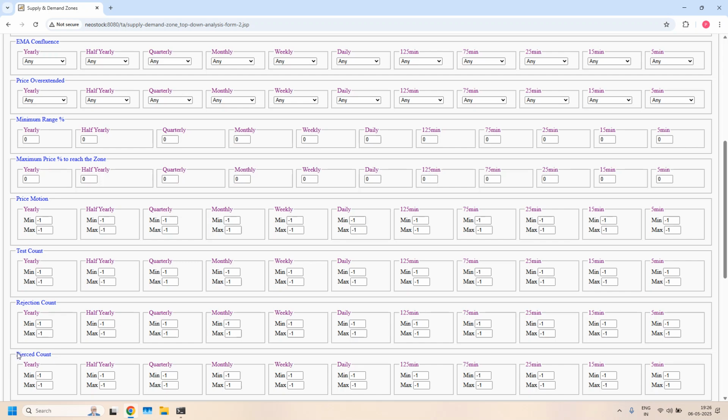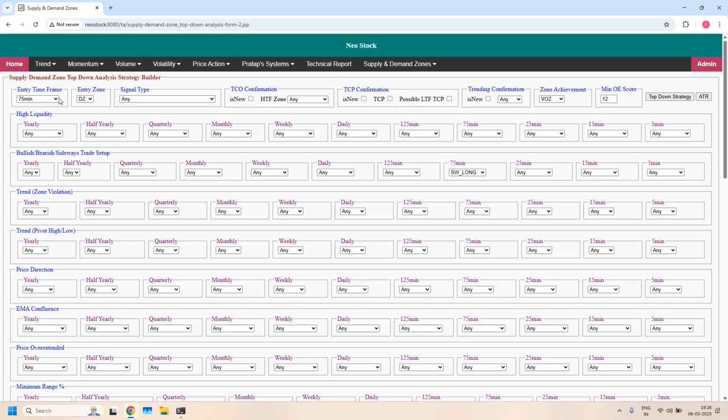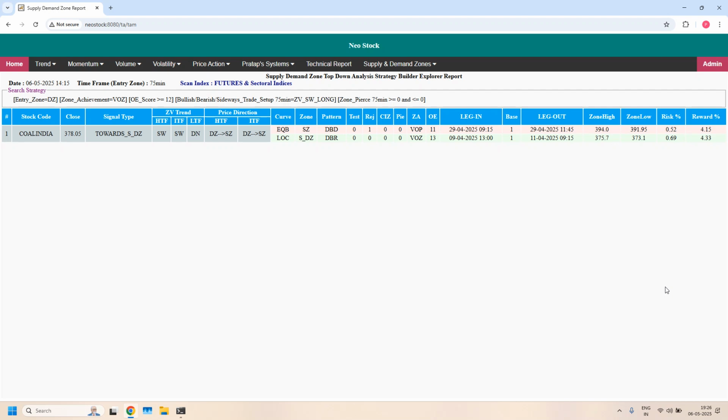So in the pierced count at the 75 minutes time frame, minimum value 0, maximum value 0. That means pierced count is 0. Pierced count 0 means the zone is not pierced. Which zone? Whichever parameters you select here. In this case the 75 minutes demand zone. So let's filter the stocks. We got only 1 stock supporting sideways long trade setup for weekly income trade. Entry time frame zone is the 75 minutes demand zone.